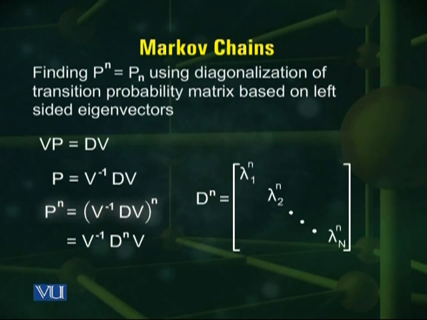So P raised to power n is nothing but V inverse times D raised to power n times V, where D raised to power n is the nth power of a diagonal matrix with eigenvalues of this matrix P on the main diagonal. So if you take higher power of this diagonal matrix, you take higher powers of individual eigenvalues, which are shown on the main diagonal of this D raised to power n matrix. All this empty space above and below the main diagonal represents entries which are all 0.